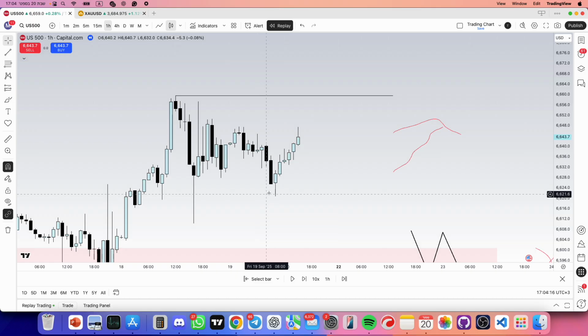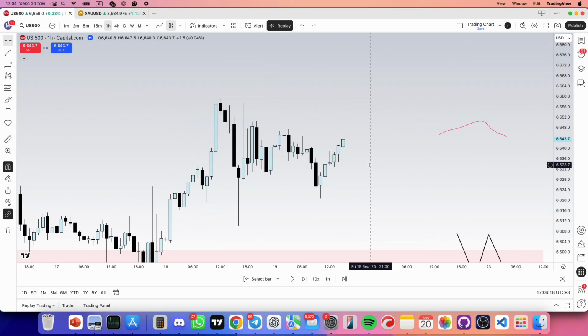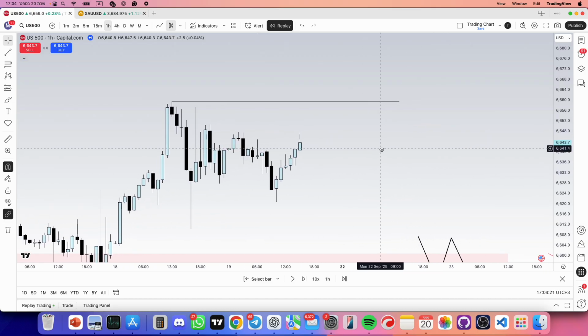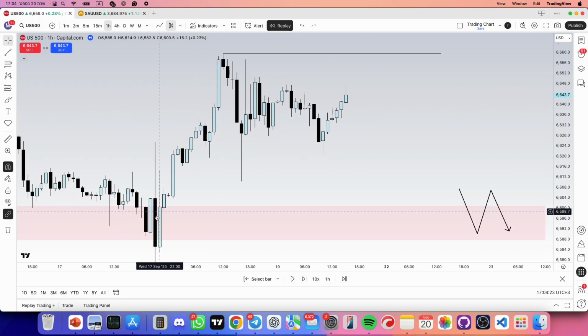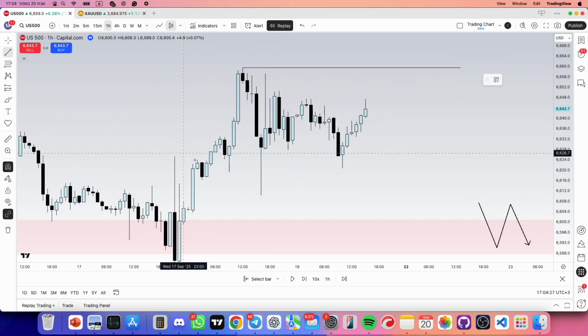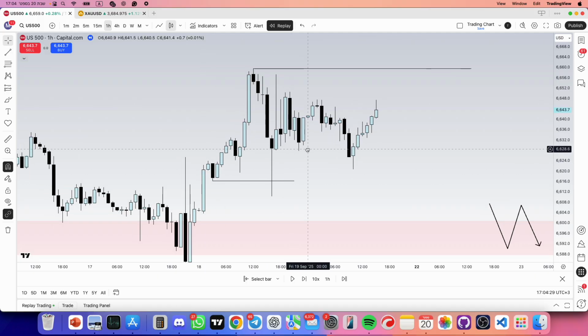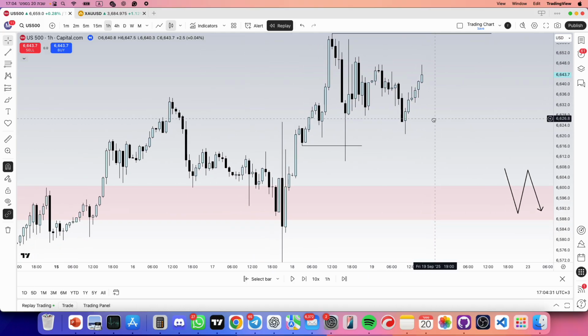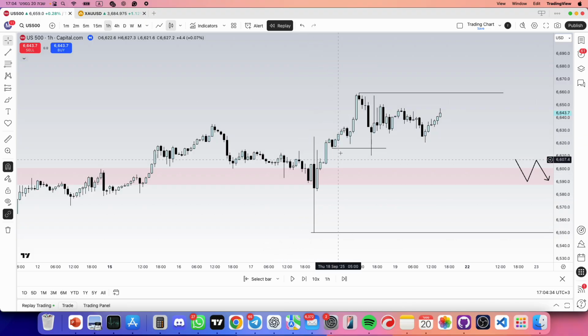Now, what did I see over here? I've seen a very, very clear bullish market structure. Now we've taken the low of the market structure, right? So this is the market structure, you see, and we've changed the trend.